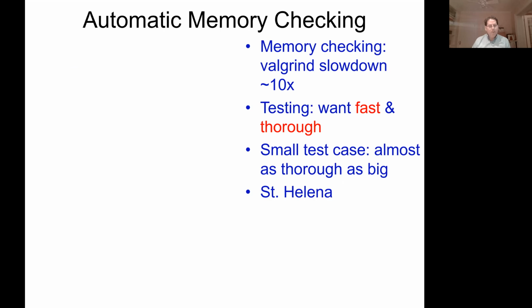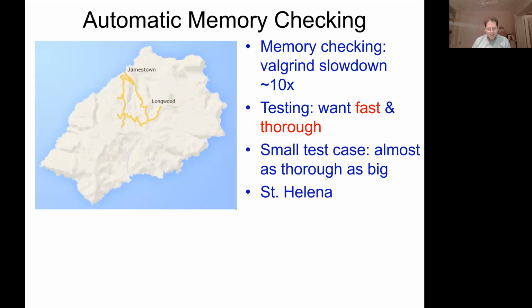You're going to find this one map that we're running on. It's the smallest one you have. It's St. Helena. This is the street map for St. Helena. It's an island and it's only got a few streets. So even with this slowdown, it runs pretty fast.